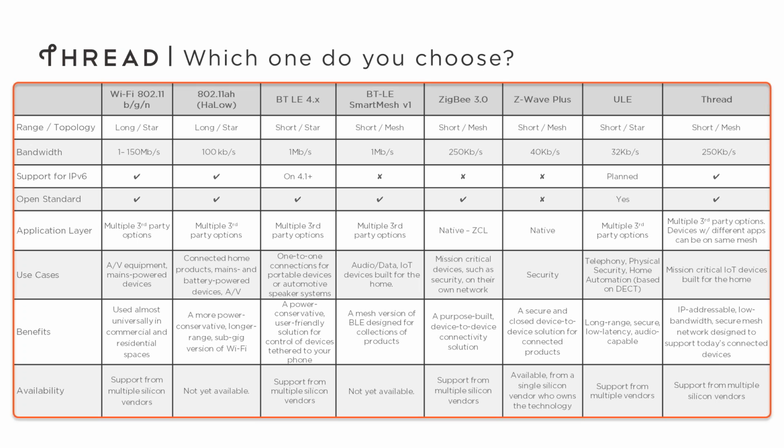And when you're looking at the various technologies that are available, some of the things that we recommend you look at and see how they fit into your application are listed along the side here. So the first thing is the range. What is the range required for your product? And then the topology. What type of network topology makes the most sense, whether it's star or mesh?